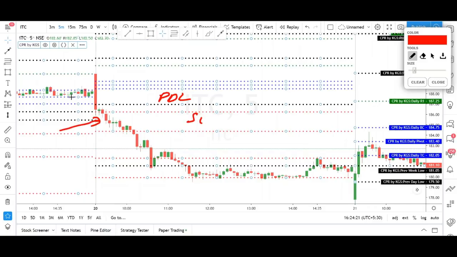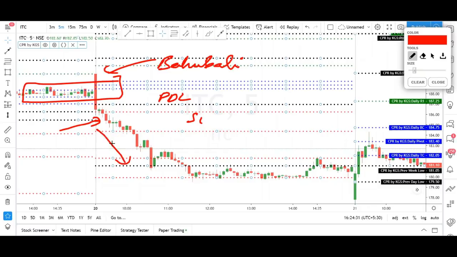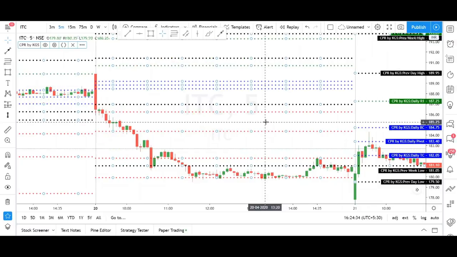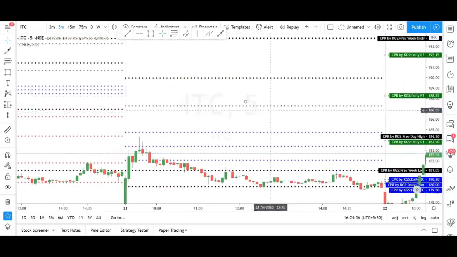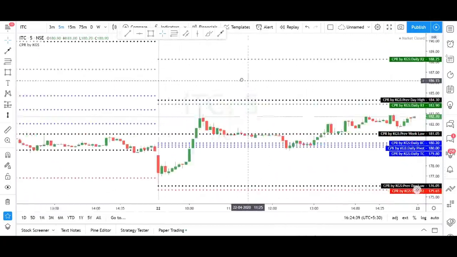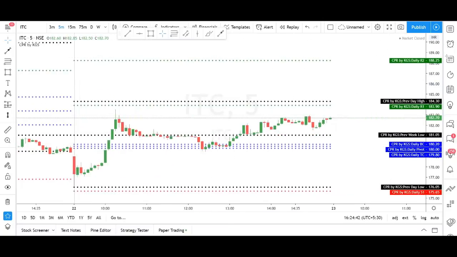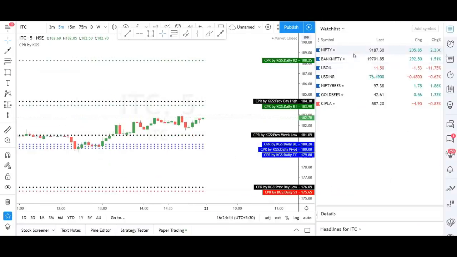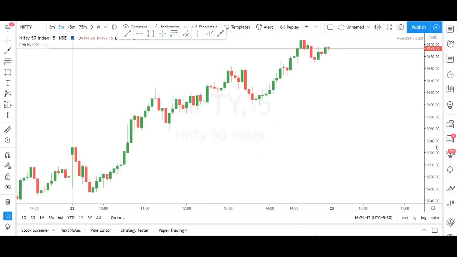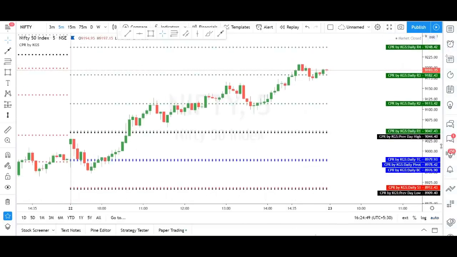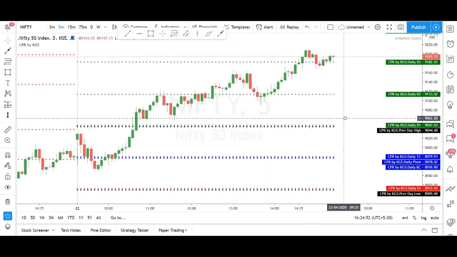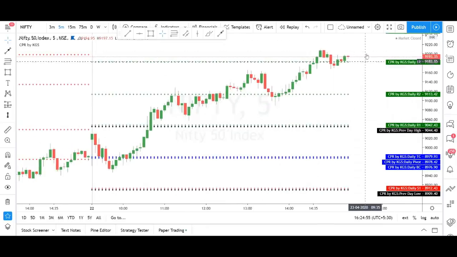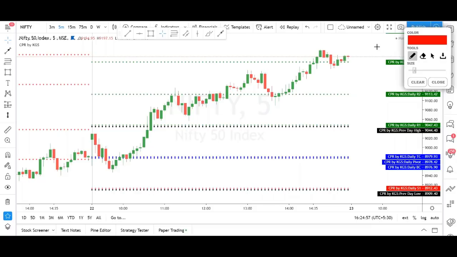Previous day low and S1 are broken by a very fat Bahubali candle. The first candle itself is a Bahubali candle. Now you go for a short and look at the downtrend. So the CPR trick works everywhere, even in stocks, even in Nifty. I'm getting frequent comments about Nifty also. Many people are asking for a post-Nifty review also.